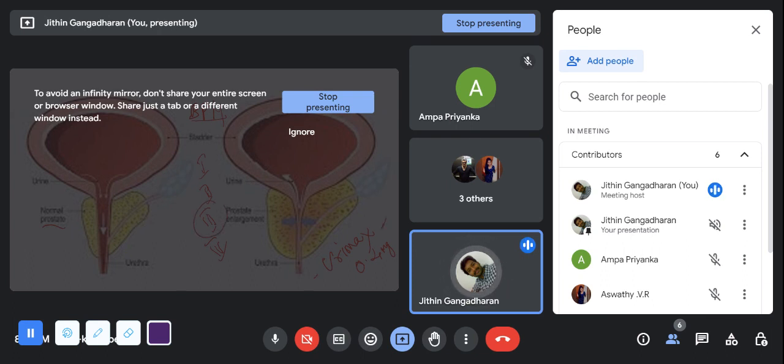In case of third or fourth stage BPH, we have to go for surgery. What is the surgery? The surgery is TURP, transurethral resection of the prostate, and we have explained it, right?